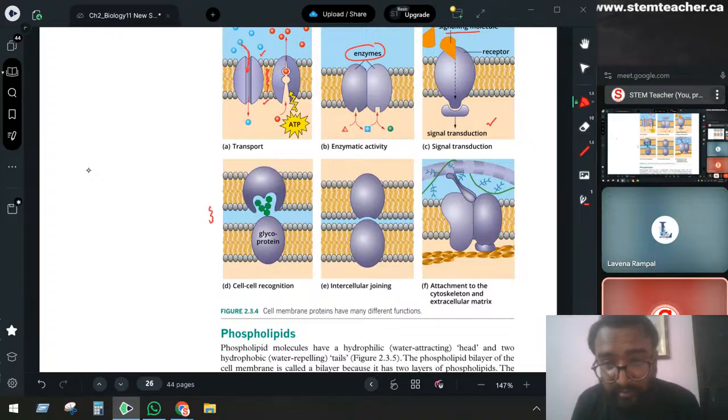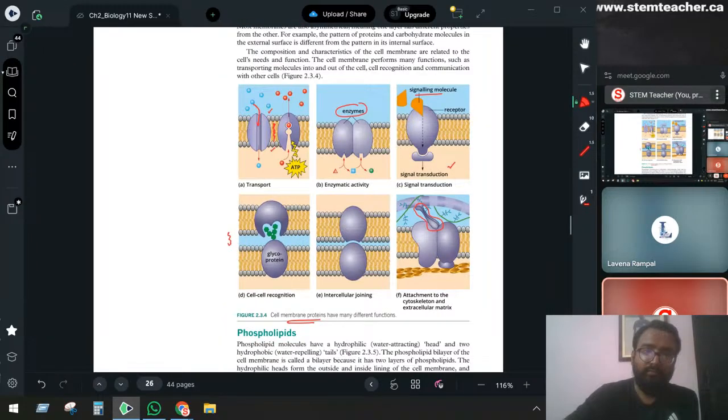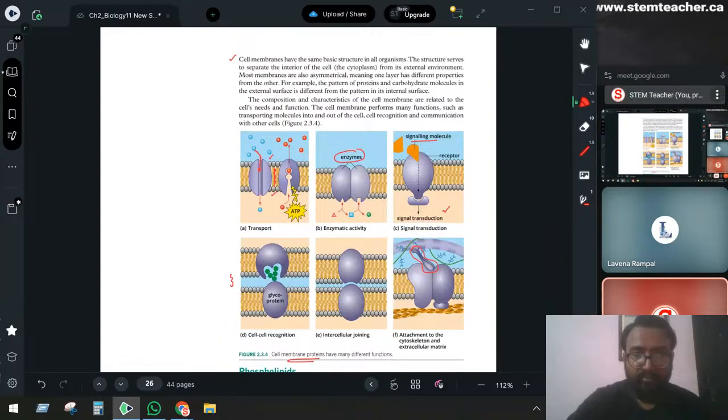So these are the, what is this? This is the cytoskeleton, attachment to the cytoskeleton and extracellular matrix. So this attachment it is. Okay, we have a lot of functionalities with the cell membrane. We can learn one by one. I can't say that you can get everything here only, but by learning at an advanced level, you can learn more information.